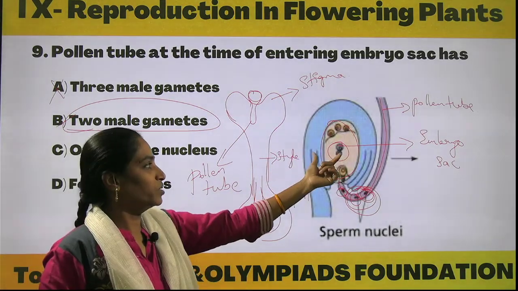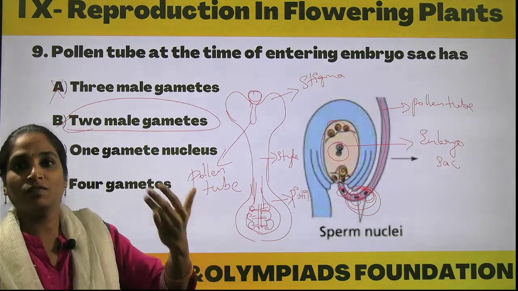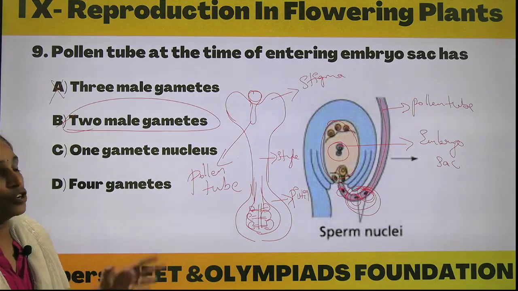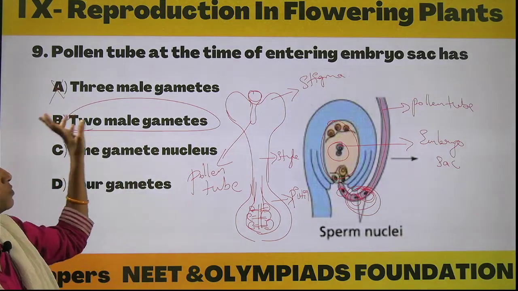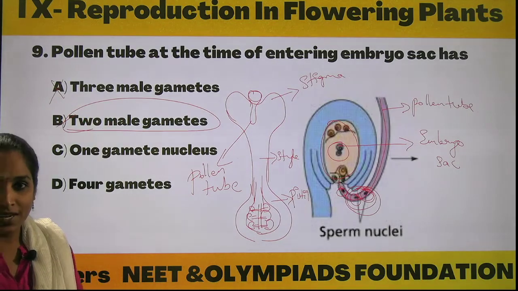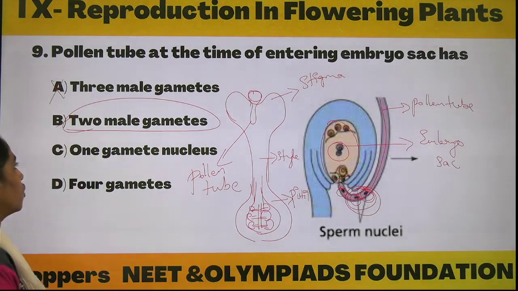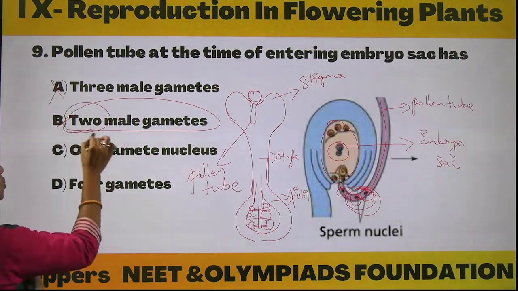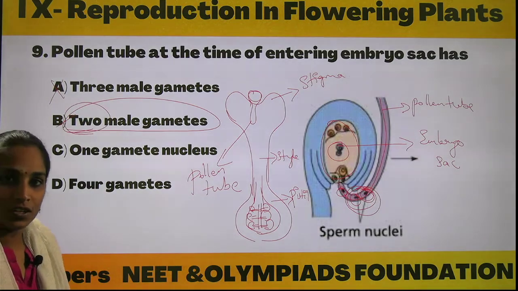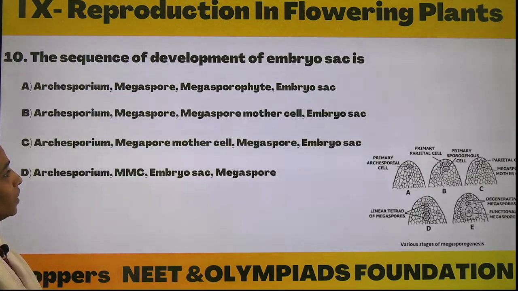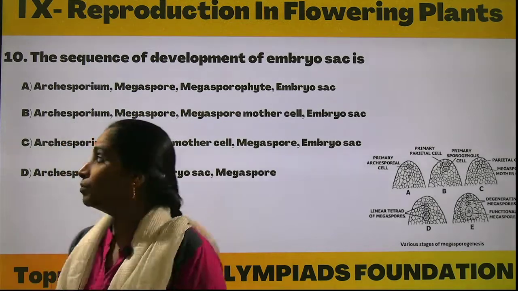So there we can observe the division process and the development of the endosperm. In this process, in angiosperms, we can observe the double fertilization. So how many male gametes can we observe here? 2 male gametes. Understood? Right. Coming to the next question.